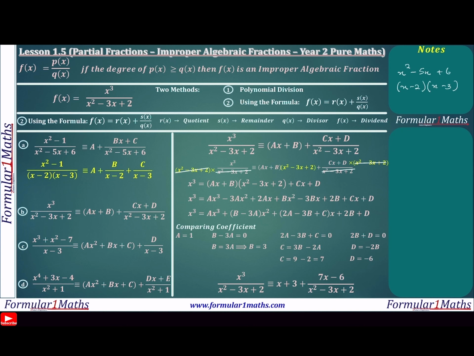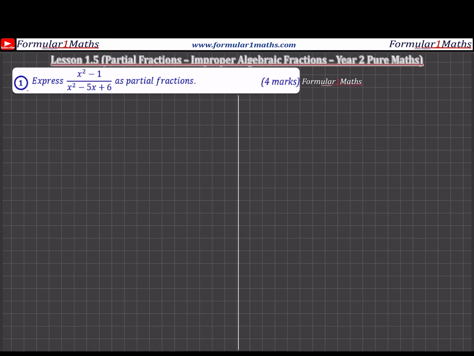So at this point, we are going to go and solve 2 more questions involving improper algebraic fractions. So let's go and do that. I'm going to solve these 2 questions using both the polynomial division method and then the formula. So for the first question, I'm going to use the long division method.